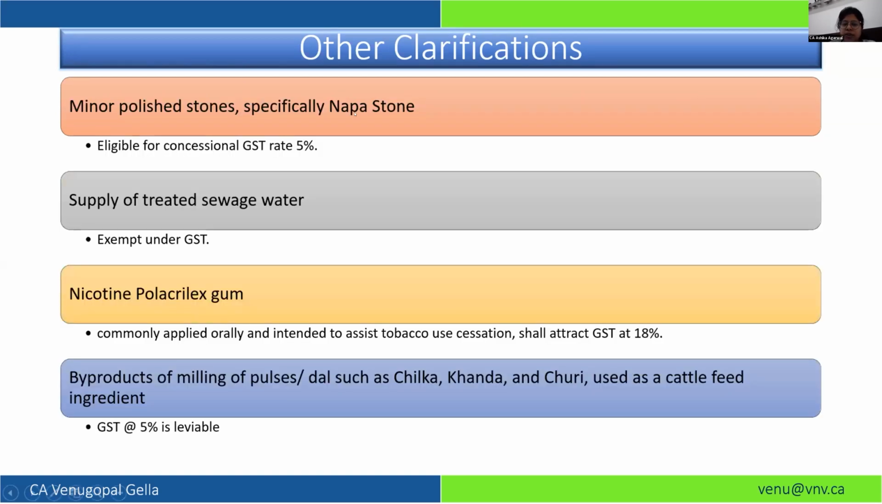Then for Napa stone, they also clarified that GST rate of 5% will be applicable. Treated sewerage water, as sale of water is exempted. Now the question was whether even treated sewerage water will also be exempted or not. They said exempted. Nicotine polacrilex gum, they have said GST is applicable at the rate of 18%. Byproduct of milling pulses, dal, such as chilka, which is basically used for cattle feed, is also subject to GST at the rate of 5%.